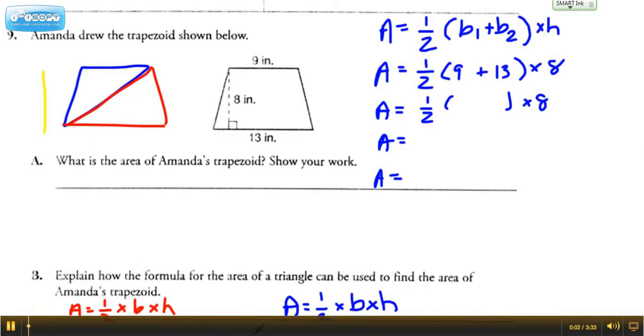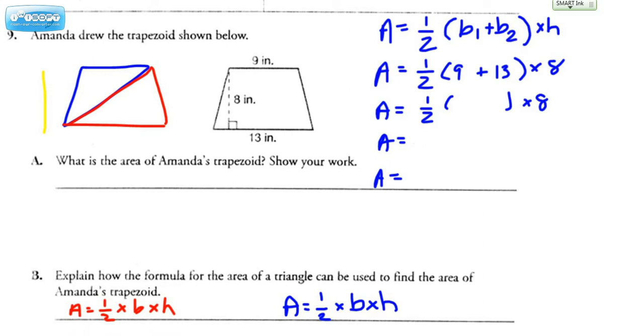Hey everybody, Miss Dietrich here helping you on question number 9 from L25. It reads, Amanda drew the trapezoid shown below. What is the area of Amanda's trapezoid? Show your work. For part A, it's recommended that you just plug these numbers into the trapezoid formula.